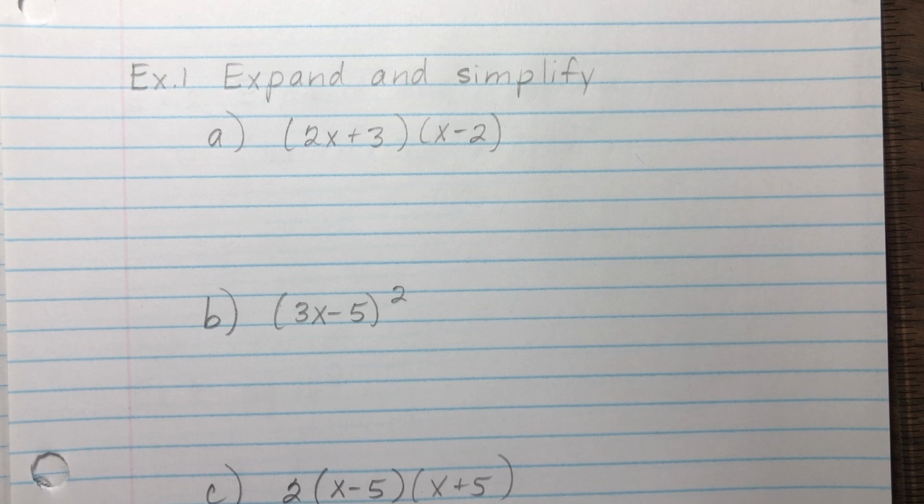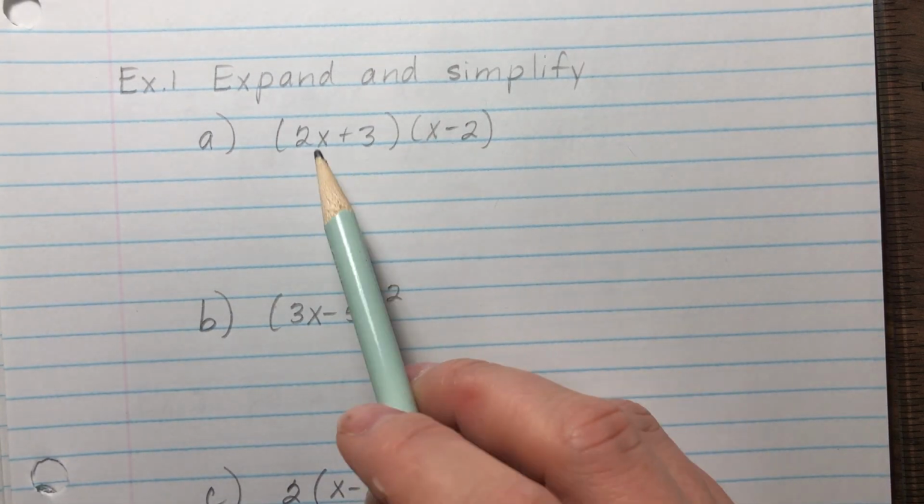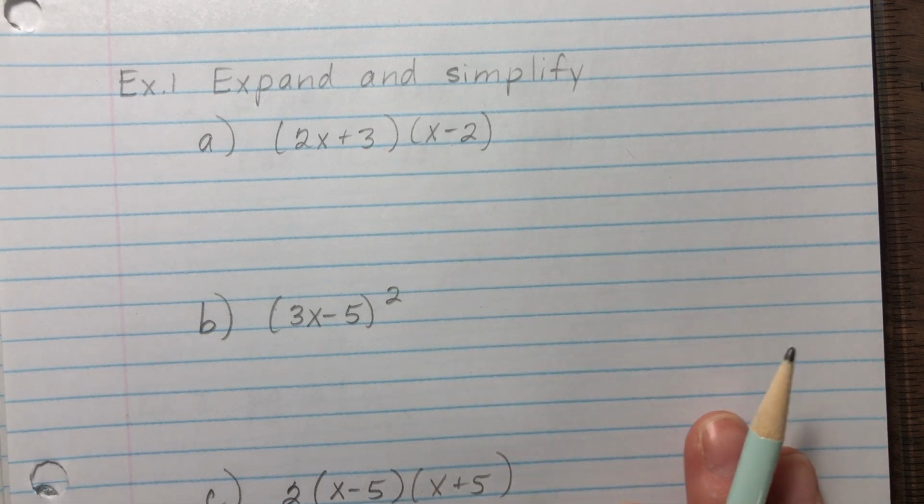and simplify quadratic expressions and relations. So let's take a look at the first example. It says expand and simplify. The first expression is 2x plus 3 times x minus 2.